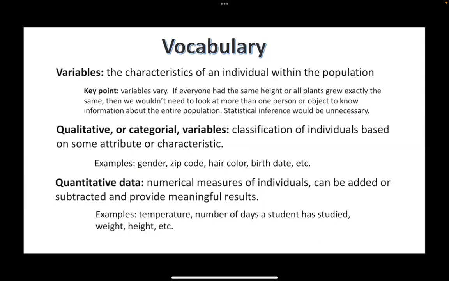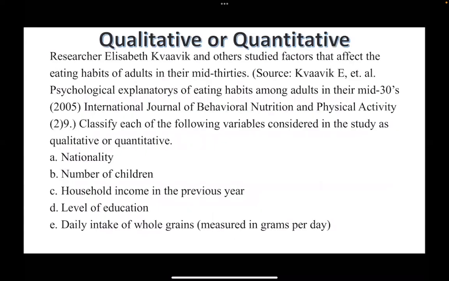Any more questions about this before I move on? Doing good? Okay. Alrighty. Let's look at some examples. So this researcher, Elizabeth Kavavic, I think that's how you pronounce it. If not, that's how I'm pronouncing it. She studied factors about eating habits of adults in their mid-30s and we're going to classify the variables that were considered in the study as quantitative or qualitative.